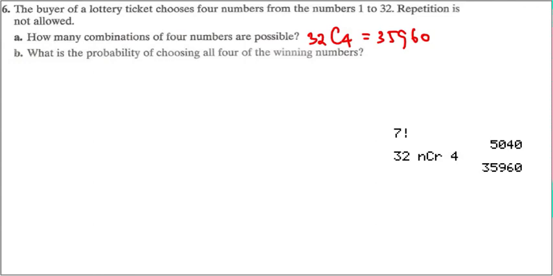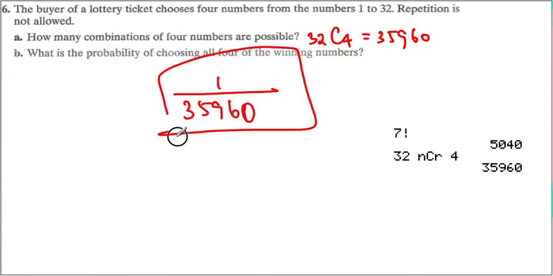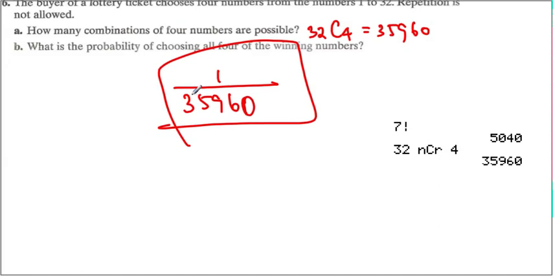What is the probability of choosing all 4 winning numbers? Now, all 4 winning numbers. How many winning numbers do we have? There is only 1. So therefore, our answer will be probability will be 1 out of this many possibilities, 1 out of 35960. All right, let us move on.